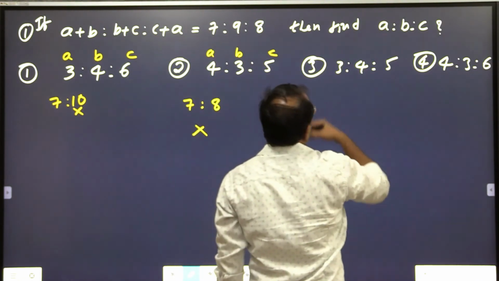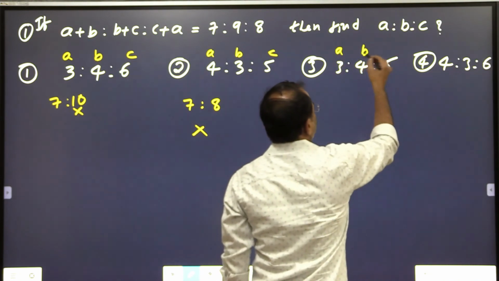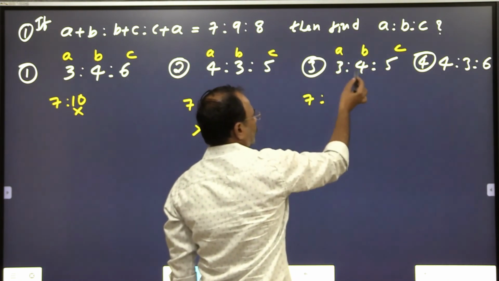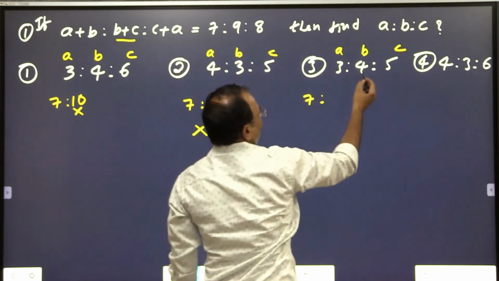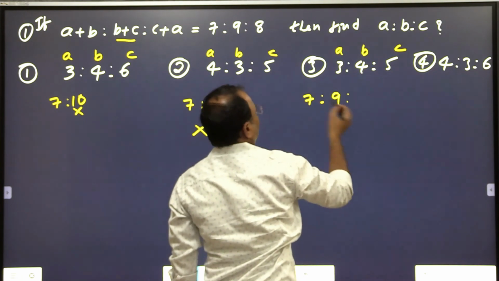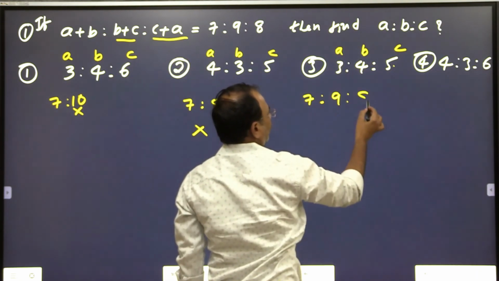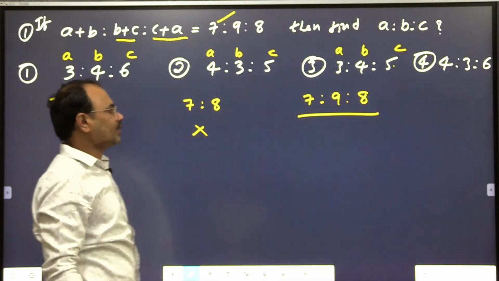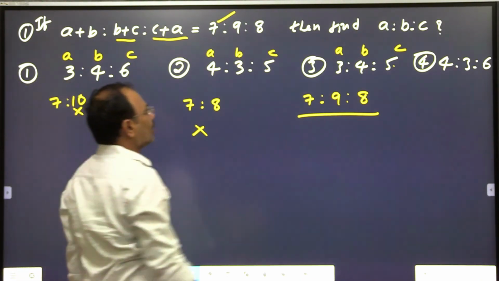And now I am going to check whether the third option is correct or not. So A, B, C: A plus B, 3 plus 4, 7. Next, second term B plus C, 4 plus 5, 9. And third term C plus A, 5 plus 3, 8. So 7:9:8, the same as given in the question, came. So the answer is 7:9:8. So this is how we have to go option-wise.